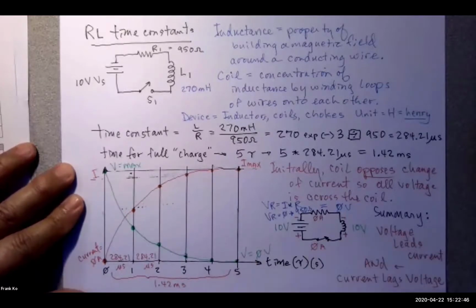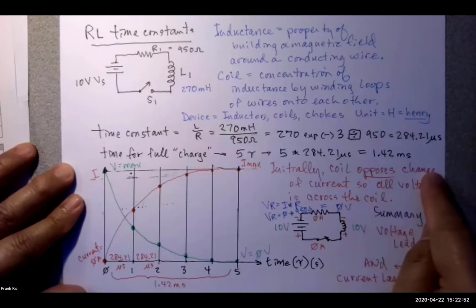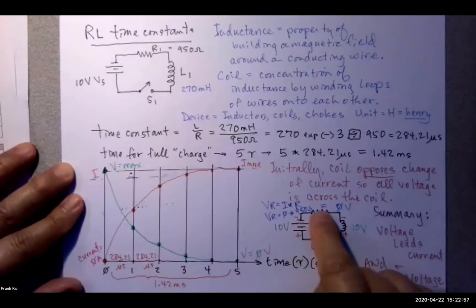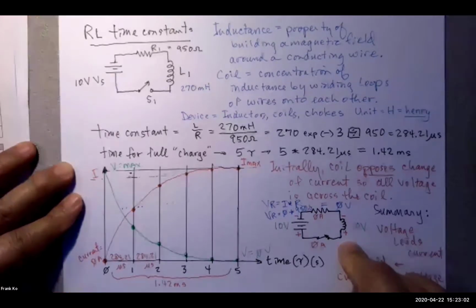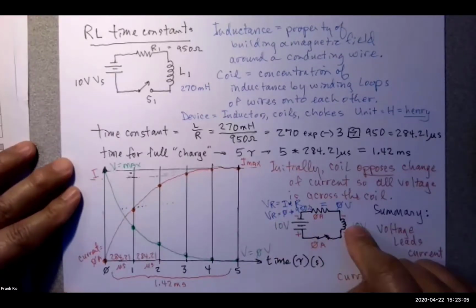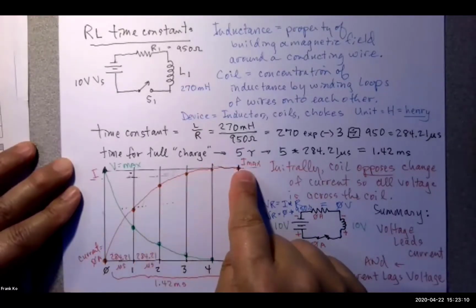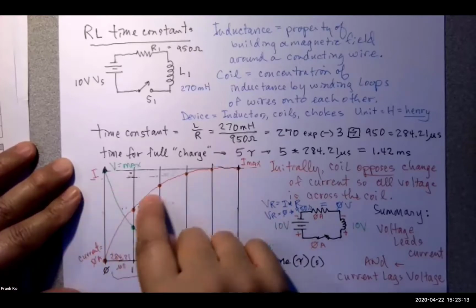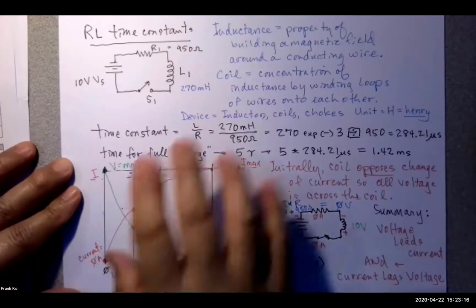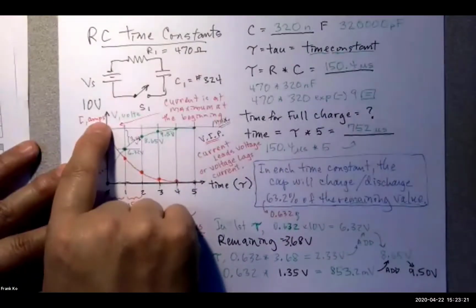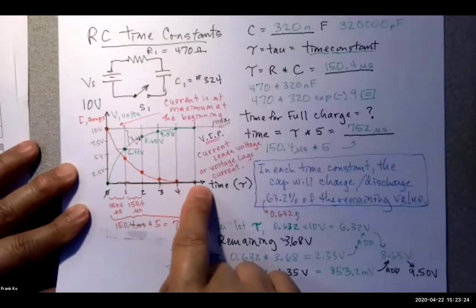Take a look at how current behaves. Current started at 0 because why? The coil opposes a change of current. So initially the current is 0 amps, but after 5 time constants, that magnetic field will be such that it will allow current to flow. So the current starting at 0 after 5 time constants reaches maximum up here. How does this red exponential curve compare with the coil circuit compared to the cap circuit? Compared to the cap circuit, the red line starts at maximum and goes down to 0.